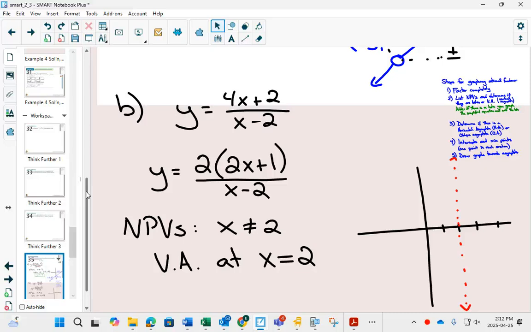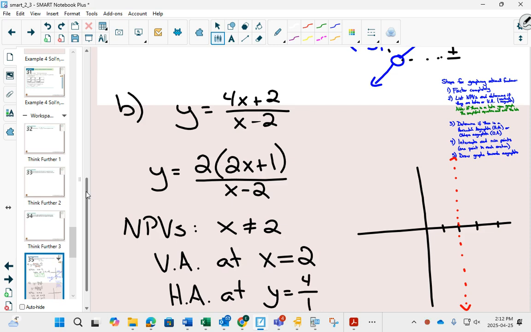Determine if there's horizontal asymptotes or oblique asymptotes. What group do we have? Do you see that you have a line divided by a line? And any time that it's the same on the top and the bottom, you will have a horizontal asymptote at y equals, what's the biggest degree? x.